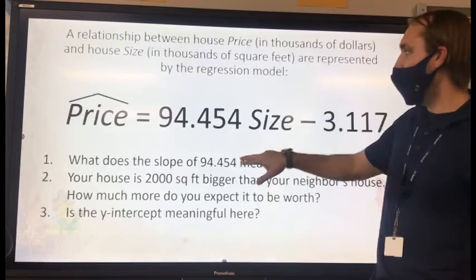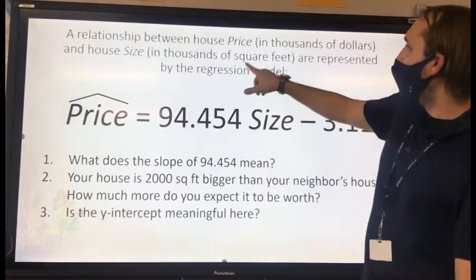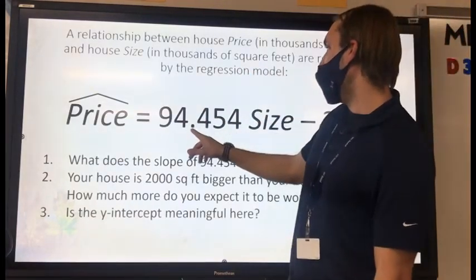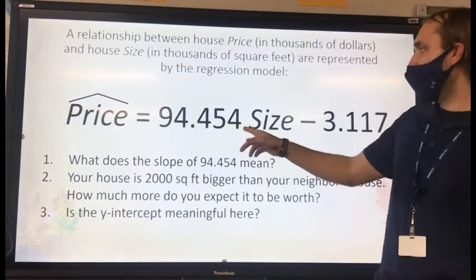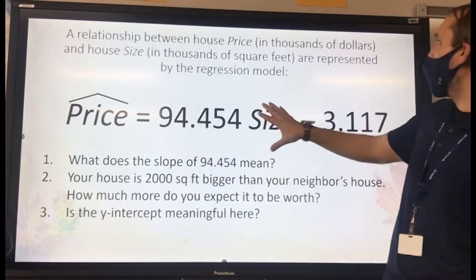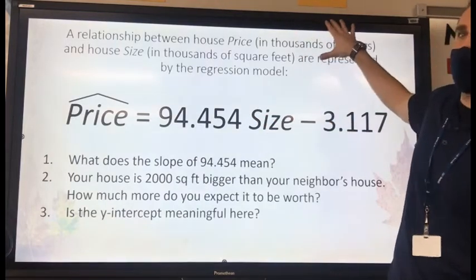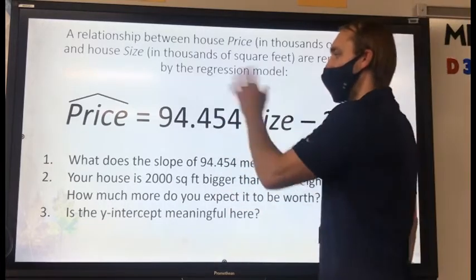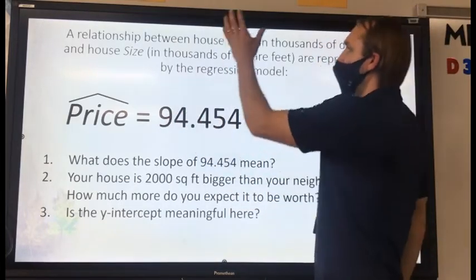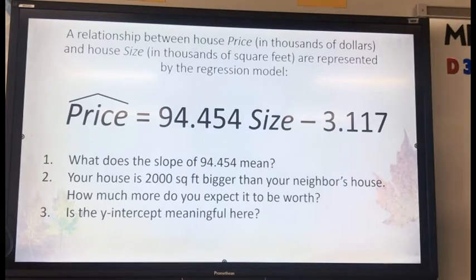So it's increasing by roughly, this is in what, thousands? So it's increased by roughly 94,454 square feet per thousands of dollars. Does that make sense? For every $1,000, or for every 9,400 square feet, you're adding $1,000 to the price. That's what that slope is saying.